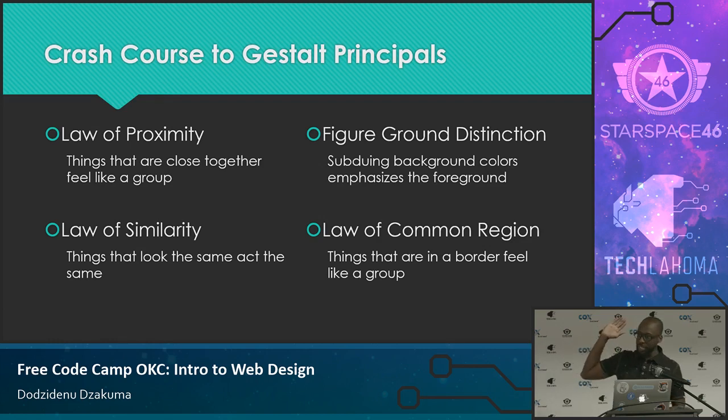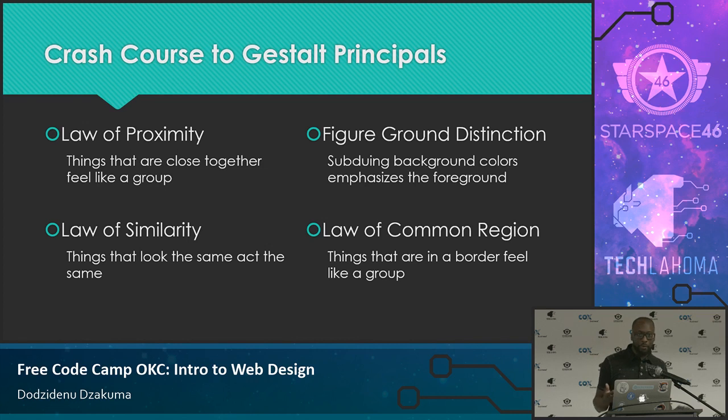If I wanted to blend in so that you guys couldn't see me, I would probably wear a suit that looks like this, and then I'd stand back here, and then you'd see a floating head, but you wouldn't see the rest of me. And that's how we can kind of talk about figure to ground distinction. Right? You can see me really well because I'm wearing a black shirt against a white background.